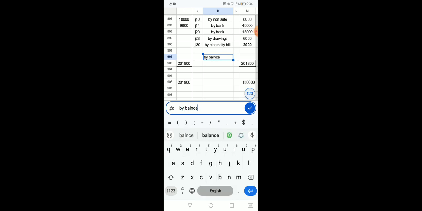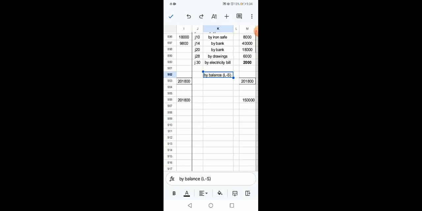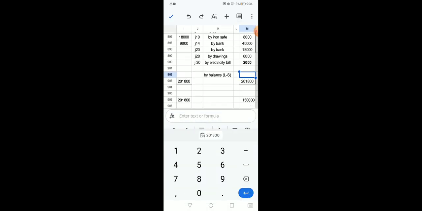And how will you calculate this balance? By subtracting smaller total from the larger total. That means larger total you will write on calculator minus smaller total. Here you will get your amount of balance. When you write this balance, it would automatically be equalized with 2,01,800. This was, I was telling you, you will automatically be familiar with the procedure.